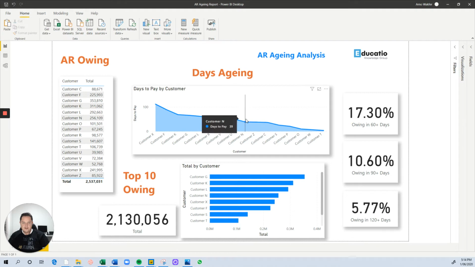The first chart here, we've got the days aging since date of invoice. It looks at the average days outstanding. So that's a nice view. You can see customer X is the highest, 112 days, moving along, and then you've got the lowest customer here, 4 days. We can also show the top 10.